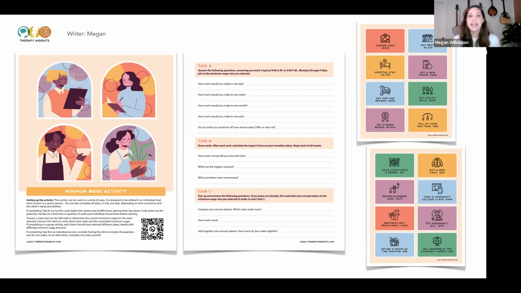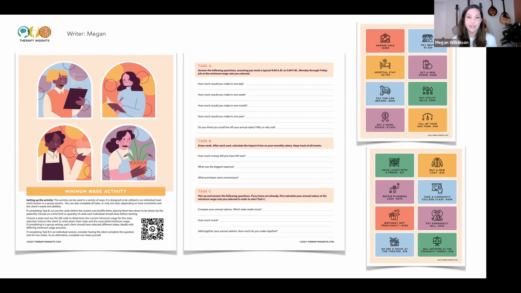So in task A, you've used that QR code, you've determined what state you want, and you can make this randomized. Especially, I love this activity as a group activity because it acts as having a lot of group discussion about these topics. And so you can have them randomly pick a state, or you can pick the one that you're in.